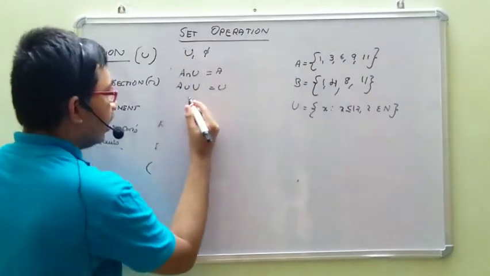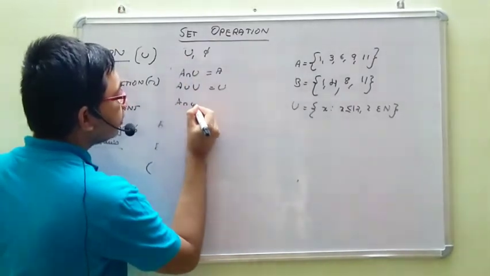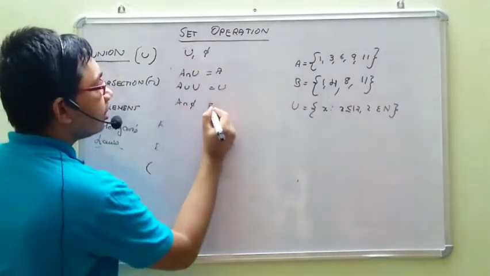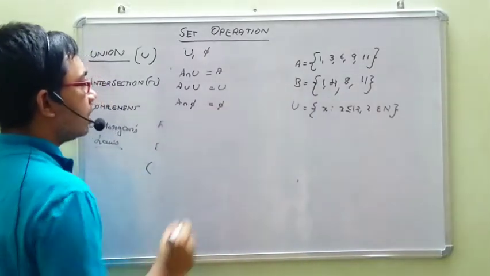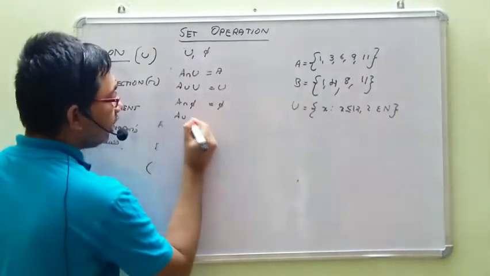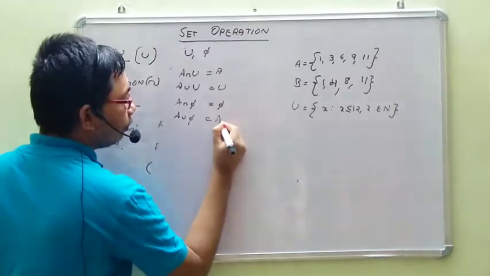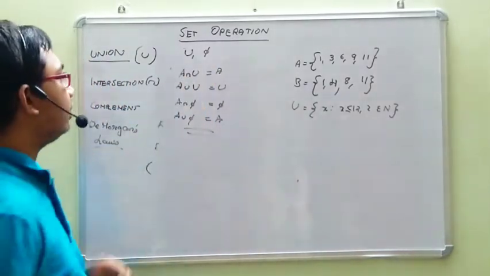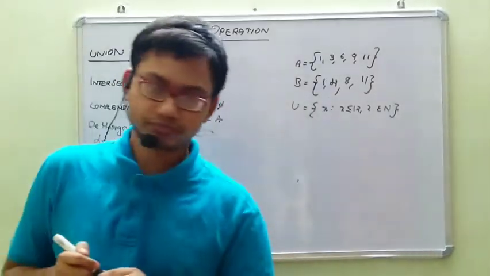Now, A intersection phi. Since phi has no elements, this will be phi. Similarly, A union phi will be equal to A. These are two identities which you need to remember.